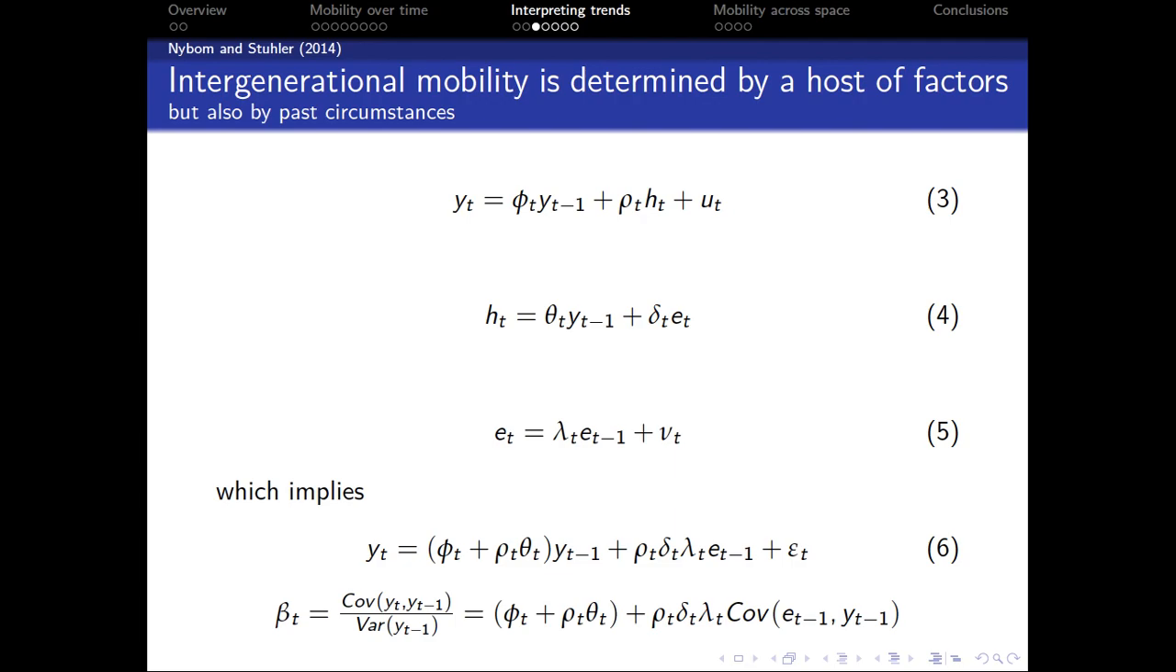And so substituting these equations in gets you equation 6, and beta reflects not only the parameters that we're accustomed to, but also the direct effect of parents. So this might be something that rubs up against our notions of meritocracy, right? This is nepotism, if you will, if I can use that term. This is human capital, and here you see the concentration of advantage across generations through the endowment. So the presence of this term is going to slow down mobility even more. It's going to raise the beta.